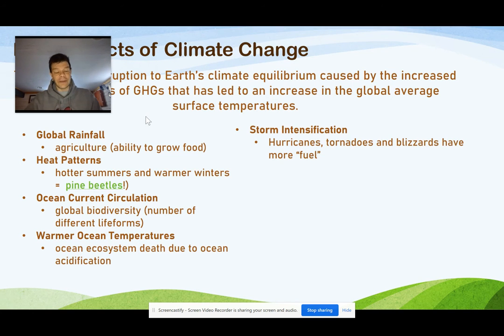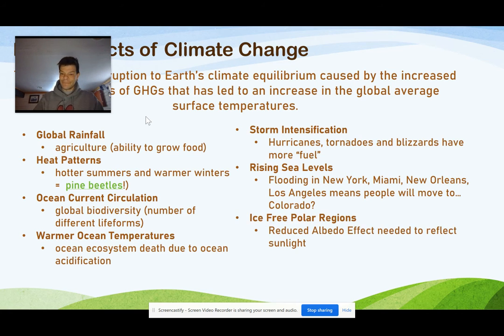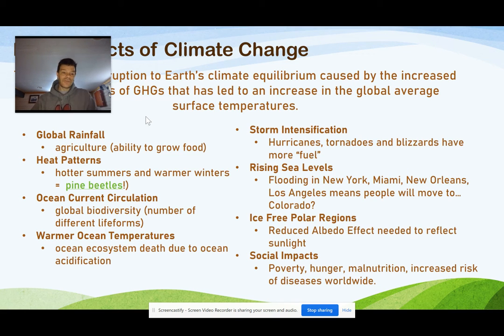Storms get more intensified, like the storm in Texas, like the tornadoes that rip through the Midwest, unfortunately, like hurricanes. Rising sea levels. If the sea levels rise in New York and Miami and San Francisco and Los Angeles, the people have to move somewhere. And to be honest, if you think traffic is bad now, ice-free polar regions, reduced albedo effect, and the social impacts are really big as well. Poverty, hunger, malnutrition, increased risk of diseases worldwide. These are some of the side effects that climate change can cause.